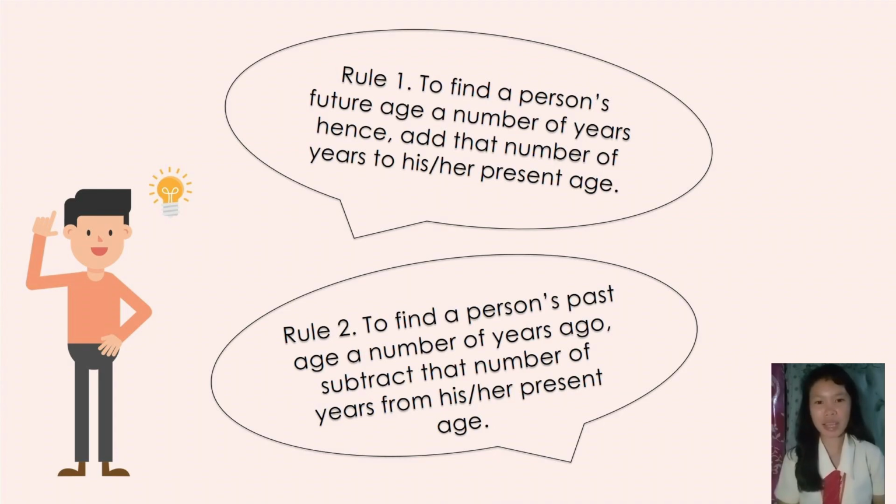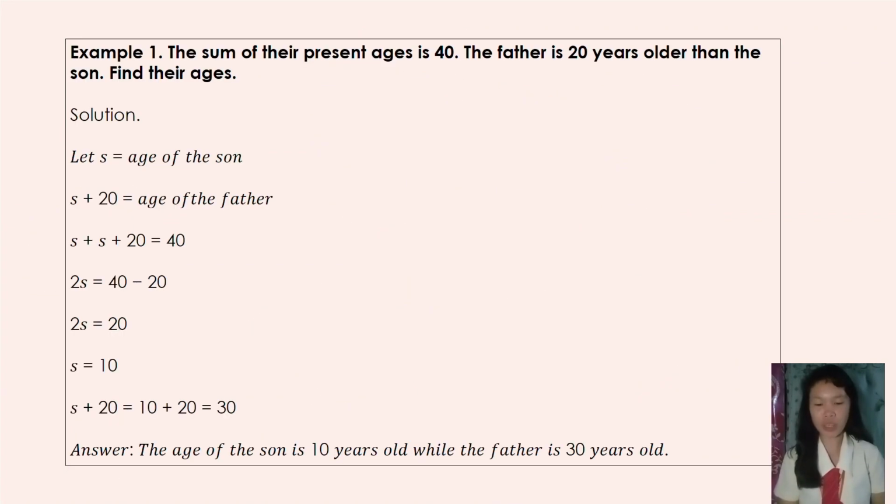So we have an example here. Example number 1. The sum of their present ages is 40. The father is 20 years older than the son, so find their ages. Solution. Let S be the age of the son and let S plus 20 be the age of the father. So we will add the age of the son to the age of the father. So it will be S plus 20 is equals to 40.